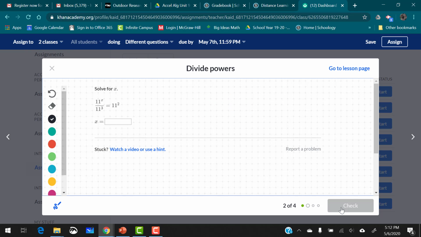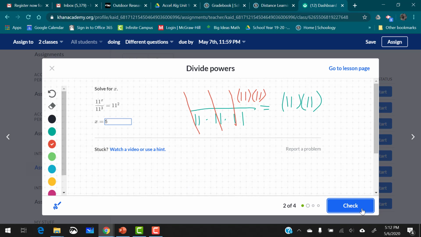Let's look at this one now. It says 11 to some power divided by 11 to the third is 11 squared. So I know that I've got to have some kind of 11s so that when I cancel out 3 11s, then I'm going to have 2 11s left being multiplied. So how many 11s does that mean that I had to have on the top? So that means that there used to have to be 1, 2, 3, 4, 5. So that x must have been a 5.